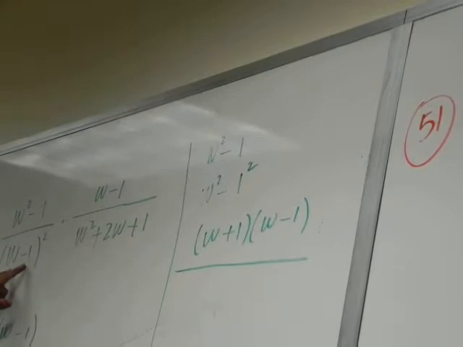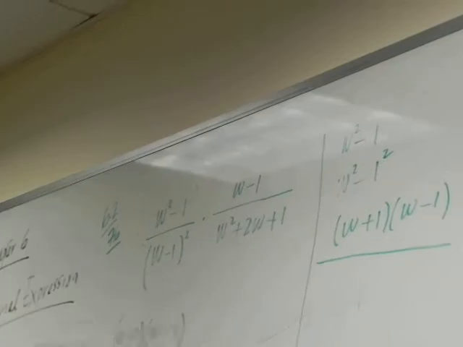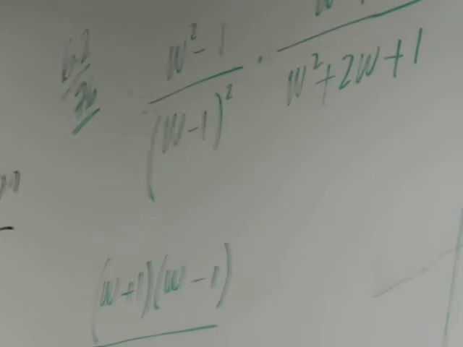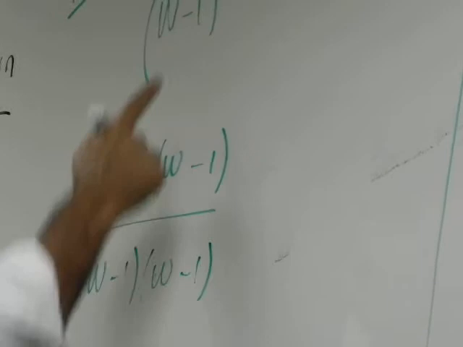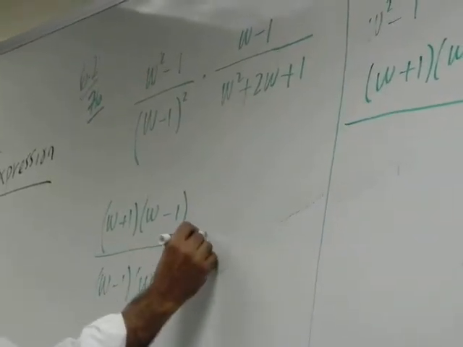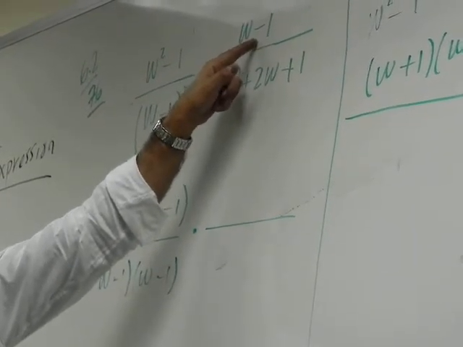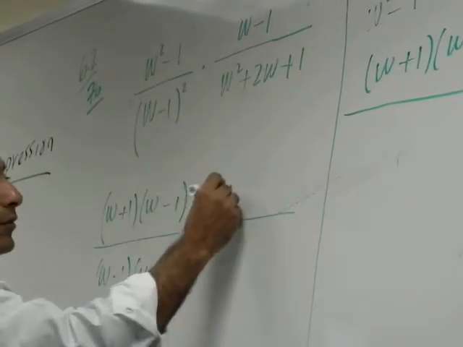Now at the bottom we have w minus 1 to the power 2. What does the power 2 mean? It's w minus 1 times w minus 1, right? Since this is already factored, we don't have to worry about it. I can just write w minus 1 and w minus 1, because w minus 1 to the power 2 means w minus 1 multiplied 2 times. So we don't have to do any factoring for this one. Times. At the top we have w minus 1. This itself is already a prime factor, we cannot factor any further, so I'm going to write it as it is, w minus 1.